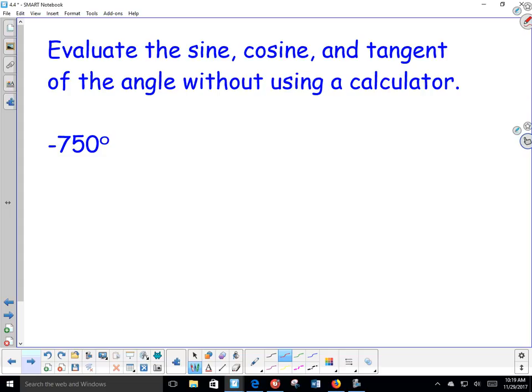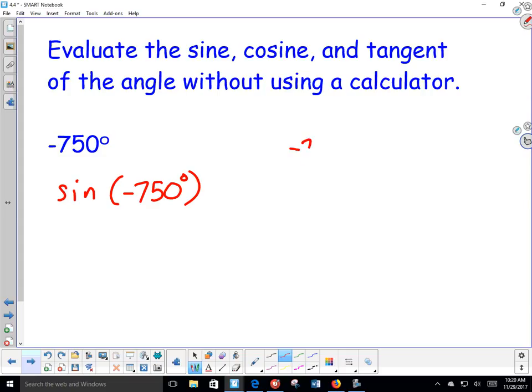So now, can we evaluate the sine, cosine, and tangent of the angle without using a calculator? If we want to find the sine of negative 750 degrees without using a calculator, what do you think we can do? Garrett? Well, we could do what we do with radians on the unit circle, you subtract 360. Okay, so instead of subtracting 2 pi like we would if it was in radian measures, we could subtract 360 or multiples of 360? Actually, add 360 for this. Okay, so let's do that.